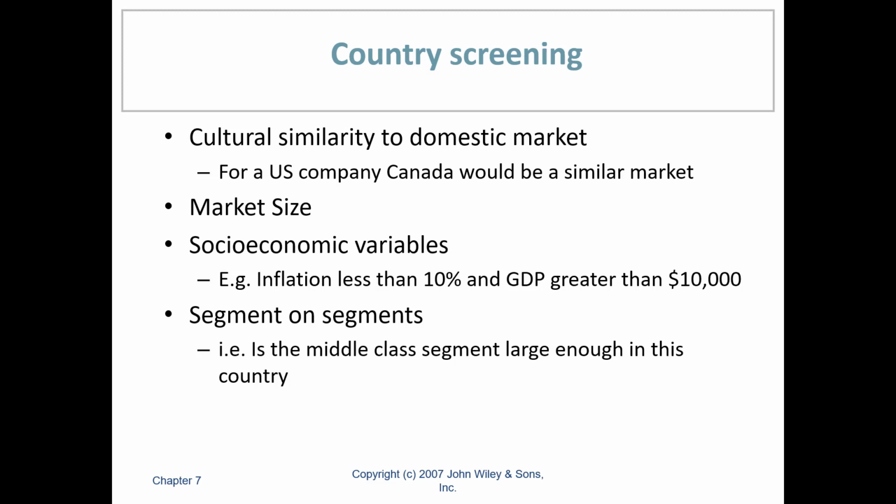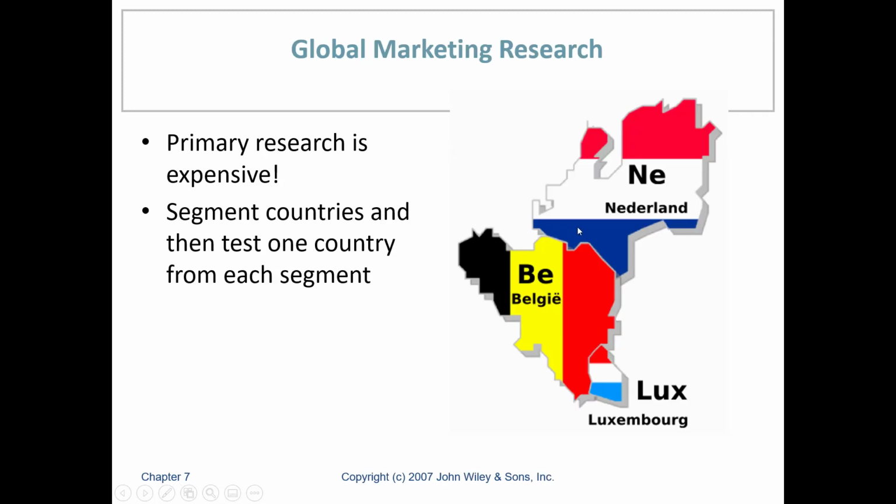We could look at cultural similarity. We could also look at things like the GDP per capita. For Buffalo Wild Wings, we could look at the number of people who drink alcohol. We could look at things like inflation. And once we've segmented our countries, we could actually look inside the country. Is the middle class in this country big enough to support our product? It might be, for example, that India has very low GDP per capita, but there's over 1 billion people in India. If there's a segment of middle class who can afford our product of 200 to 300 million people, then that's a huge, huge market.